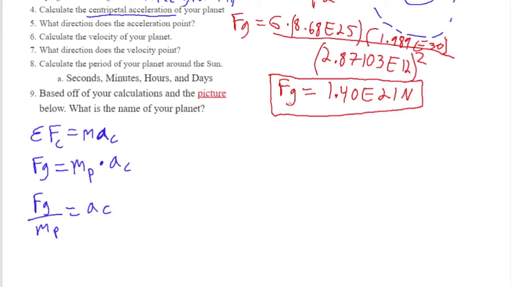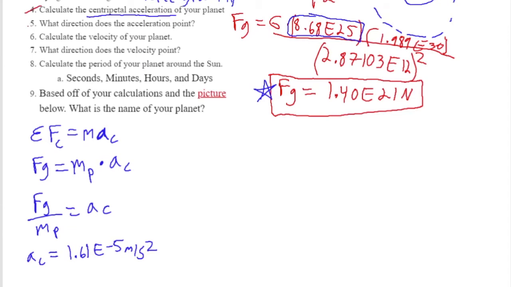We plug in our numbers. Our force gravity is right here. The mass of our planet we have from above, it's 8.68 e to the 25th, and we just plug in accordingly. We find out that our centripetal acceleration for this planet is 1.61 e to the negative fifth meters per second squared.